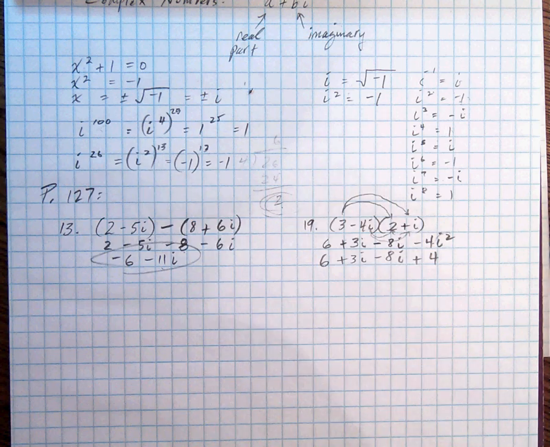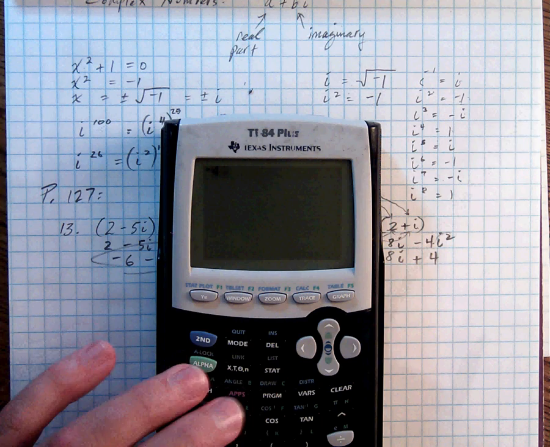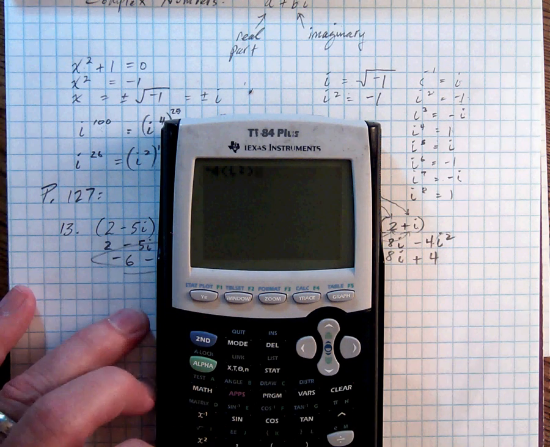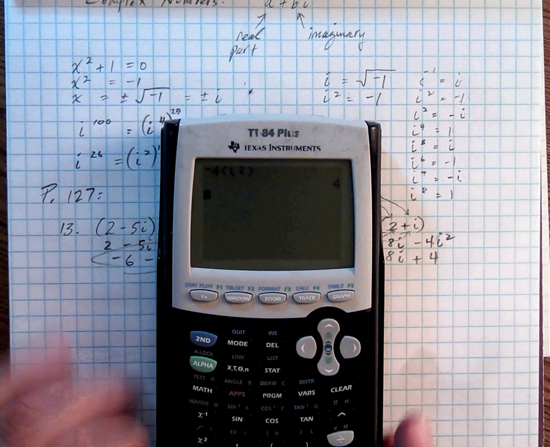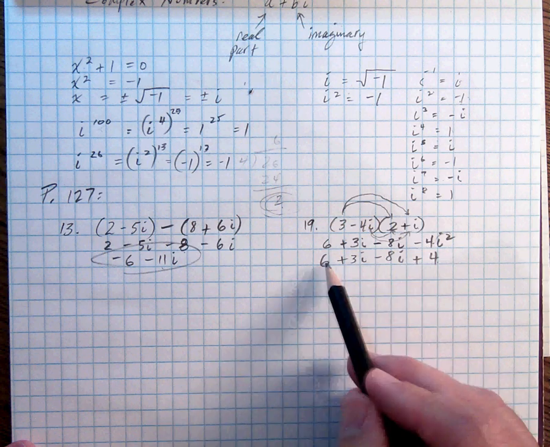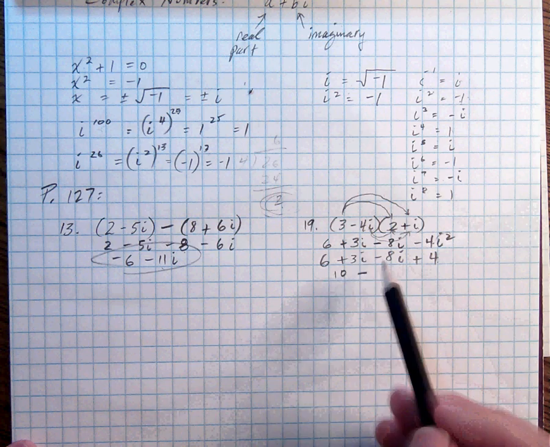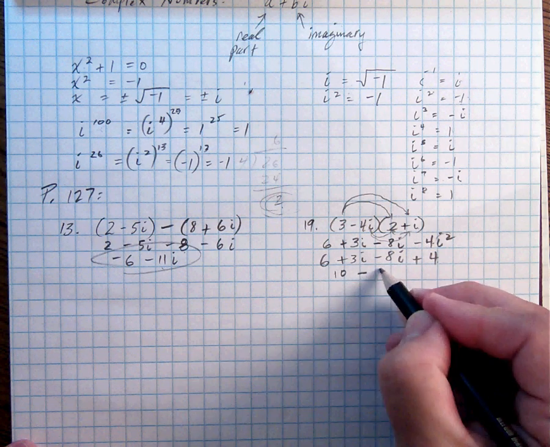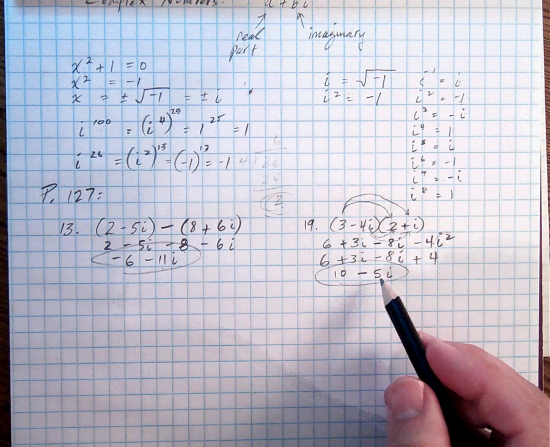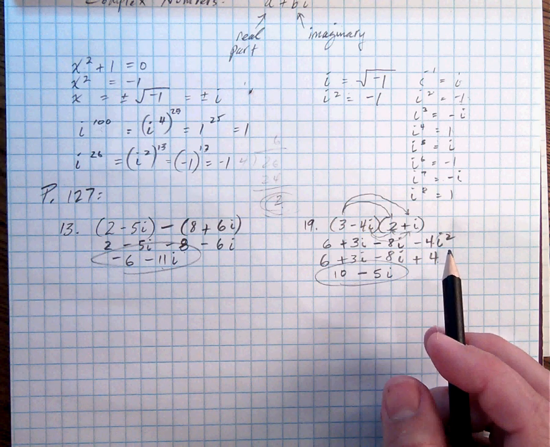Alright, if you're confused about that, you can just put it in your calculator. So if I do negative 4 times I squared, you see I get just 4. Now I can combine the real parts, so 6 plus 4 is 10. And I can combine the imaginary parts, 3i minus 8i is minus 5i. Right, so that's an example of how you can multiply complex numbers.